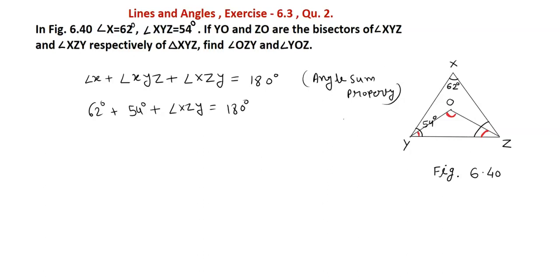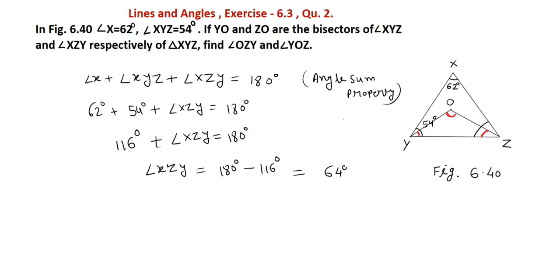So we will get here 116 degrees plus angle XZY is equal to 180 degrees. So the value of XZY is equal to 180 degrees minus 116 degrees. So we get here 64 degrees. Angle XZY we get here is 64 degrees.